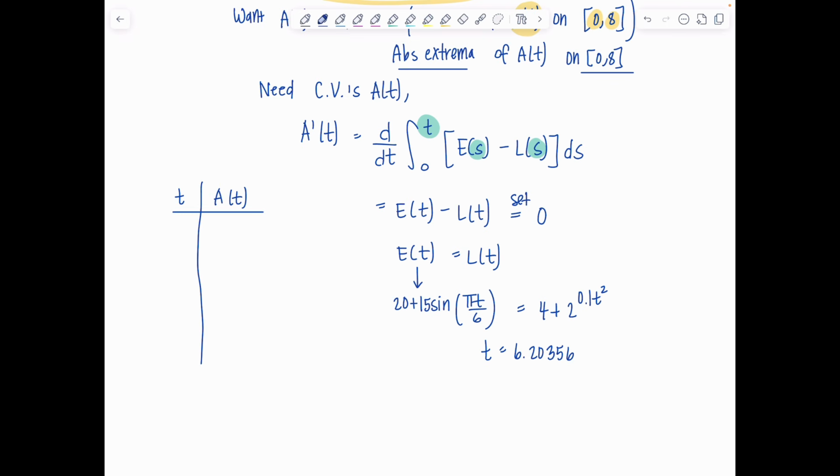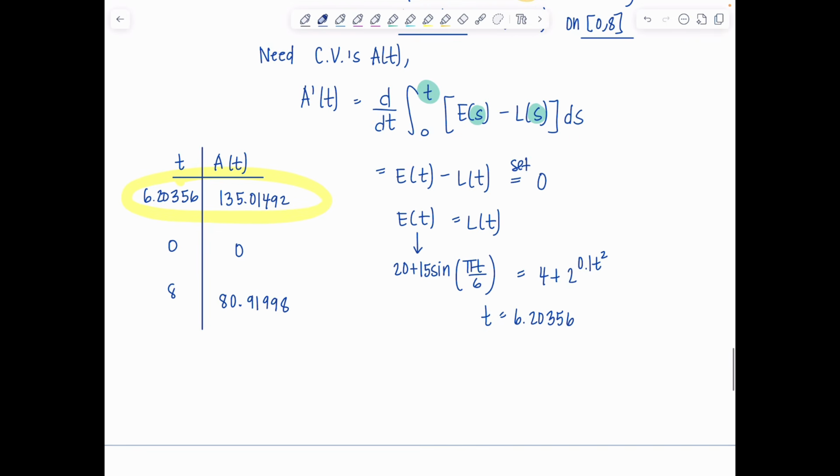Now, when we're finding absolute extrema on a closed interval, you take t and your function value, and you're going to evaluate it at that critical value at 6.20356, as well as at the endpoints of the interval, namely 0 and 8. And then we're going to compare all of these function values. Again, use your calculator. And then from there, you can identify where the max occurs at. And it's clearly at the critical value.